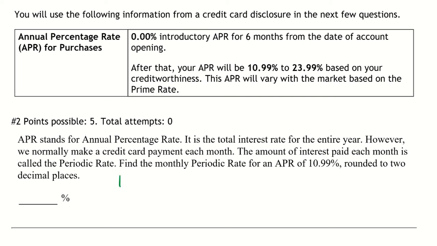What we would do is take that 10.99 and then divide it monthly, so 12. And then it tells us to round. So when I divide, I get 9, 1, 5, 8, 3, 3, and it goes on, I think. So then here's the hundredths, 2 decimal places. So 0.92 is our periodic rate.